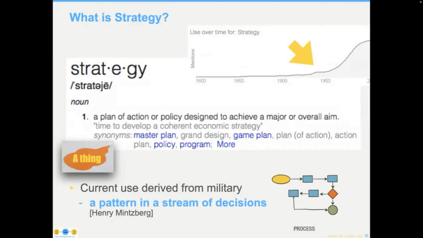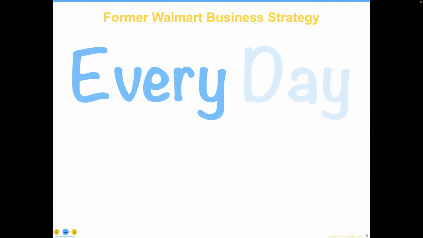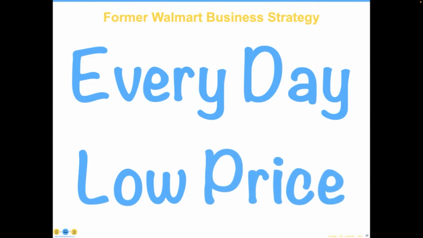So let me give you 3 examples of strategy very quickly. Walmart's former business strategy was everyday low price. Pretty straightforward. Everybody understood it. Very easy to explain. If you had to have everybody in the entire organization understanding one thing about Walmart, this is the thing that they wanted you to understand.